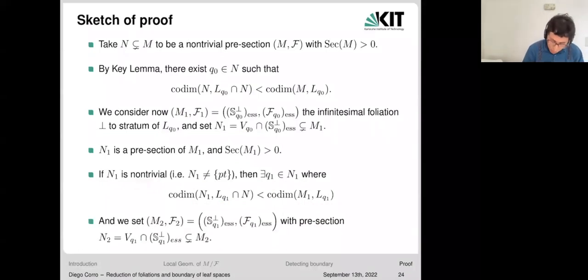And then we do the same procedure of decomposing the infinitesimal foliation at Q1 into the fixed point foliation and the essential foliation, and then just set this to be again a new manifold M2, F2, and we do the same trick of taking N2 to be the presection of the infinitesimal foliation, and then just looking at the directions in the essential sphere. And we go on and on and on, but observe that at some point we must stop because at each step we are factorizing some spheres. So at some point we will run out of dimensions.